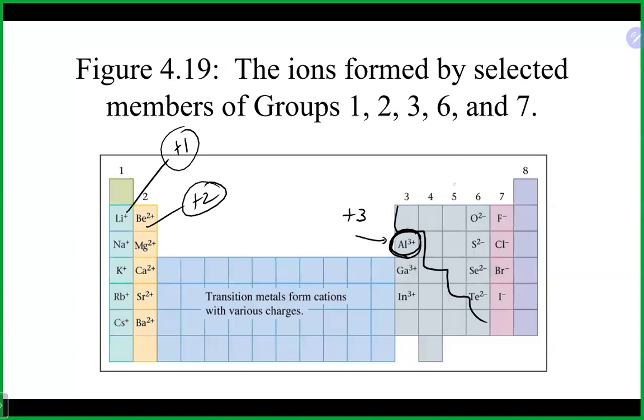When we get to group 5, these guys are nonmetals, and we're talking above the staircase here. So group 5 is going to be -3. Nitrogen typically makes a -3 charge. Phosphorus there makes a -3 charge. Group 6 is going to be -2, and group 7 is going to be -1. Once again, the minuses are above the staircase with our nonmetals, which are typically the ones that make a minus charge.